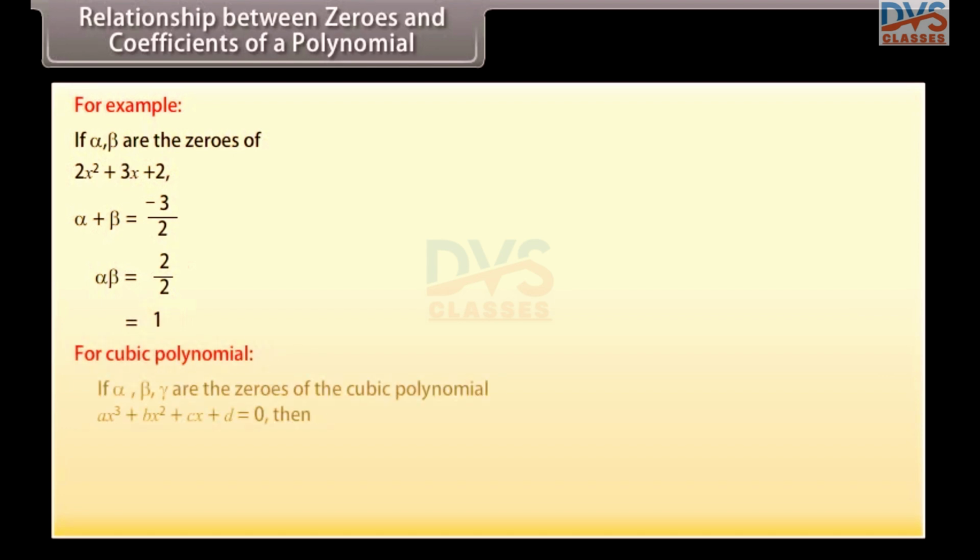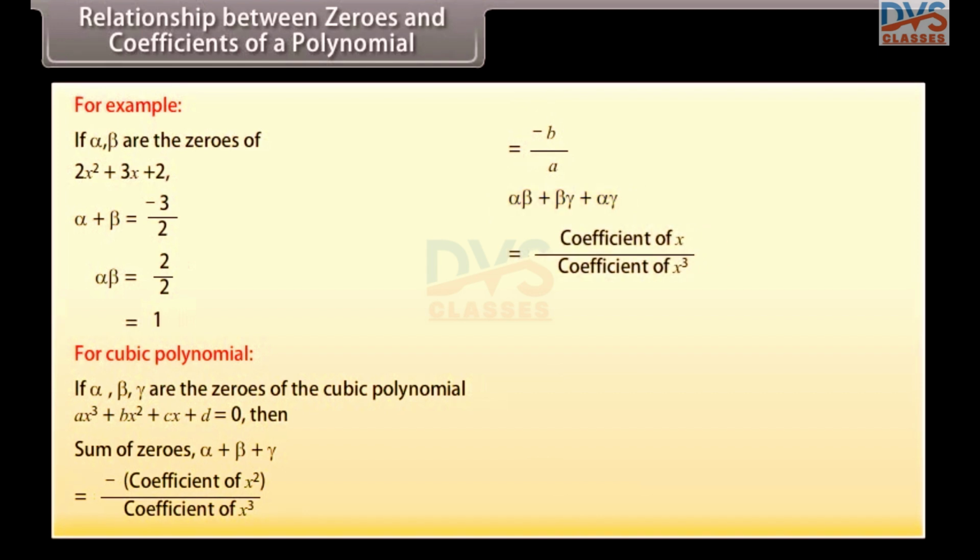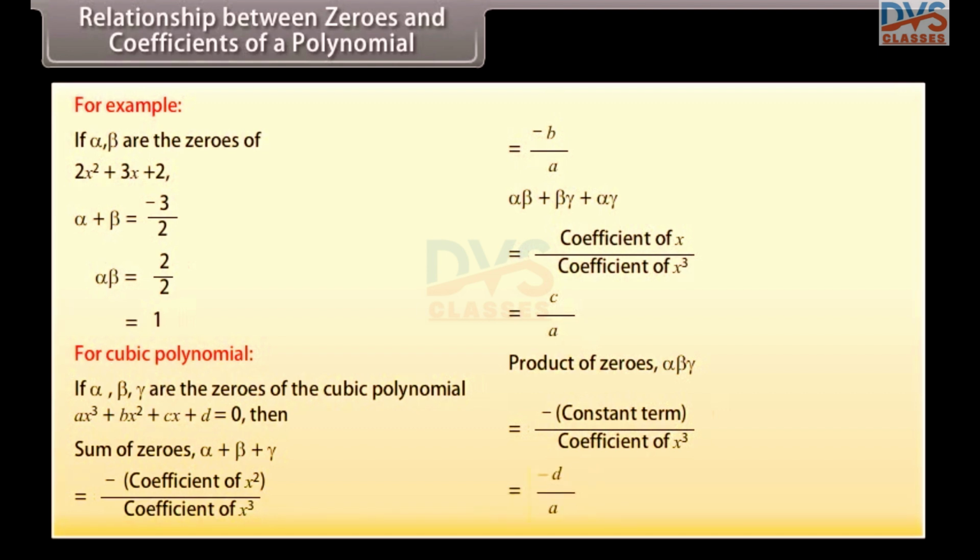For cubic polynomial, if alpha, beta, gamma are the zeros of the cubic polynomial ax cube plus bx square plus cx plus d is equal to 0, then sum of zeros alpha plus beta plus gamma, which is equal to minus coefficient of x square upon coefficient of x cube, which equals to minus b upon a. Alpha beta plus beta gamma plus alpha gamma, which is equal to coefficient of x upon coefficient of x cube, which equals to c upon a. Product of zeros alpha beta gamma is equal to minus constant term upon coefficient of x cube, which equals minus d upon a.